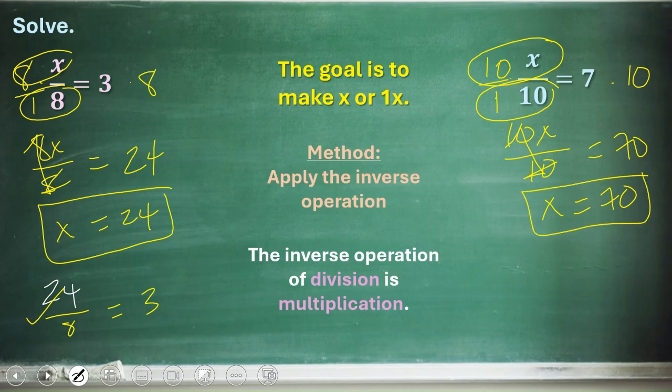Once again, we're going to want to double check that we've solved this correctly. So everywhere I see x right here, I'm substituting in 70, and then I'm rewriting my equation. 70 divided by 10 is, in fact, 7, so we've solved this correctly.